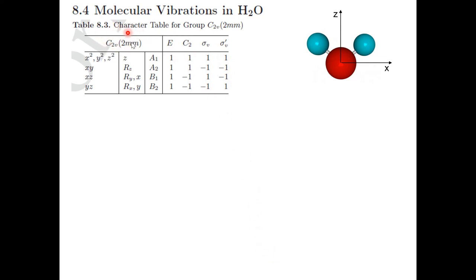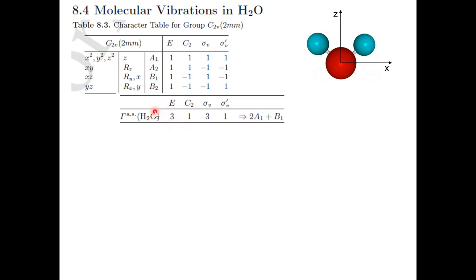These form the C2v group. This is the character table of the C2v group. I have four representations. All of them are 1D representations, one-dimensional representations. This is a very simple group.